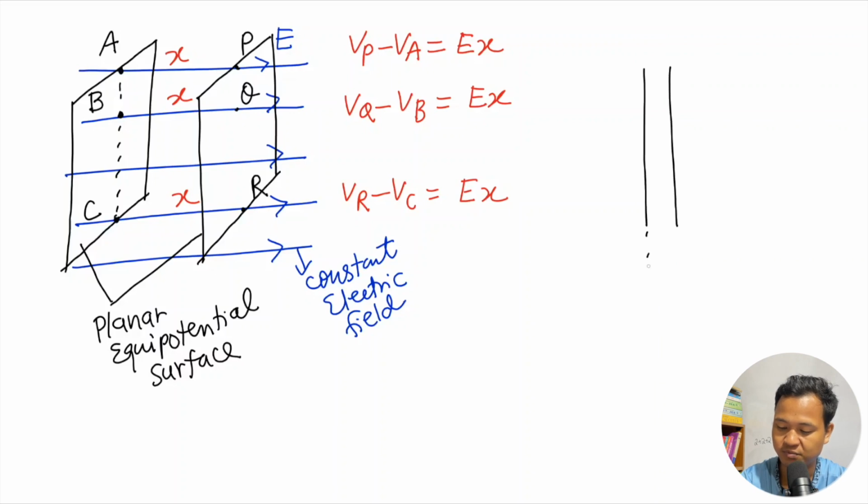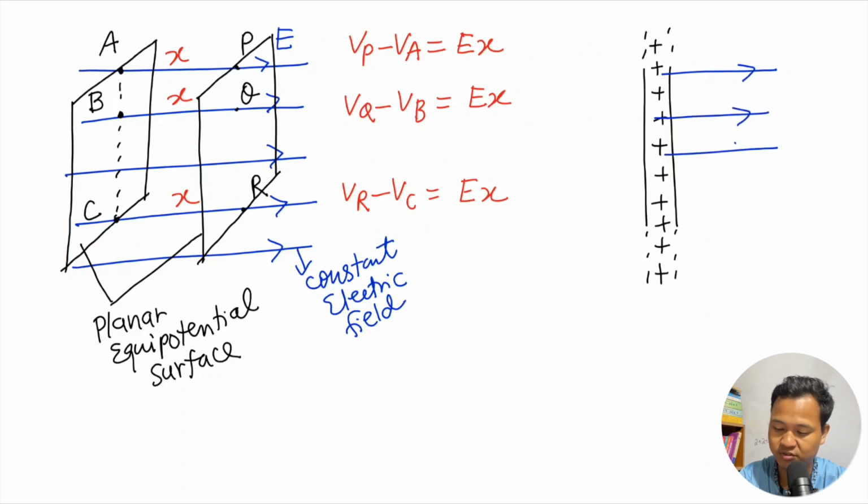Okay, so now let's take a line charge. This is a charge wire, not an infinite wire. Let us see the electric field. For a point charge, the electric field goes in all sides, in all directions.